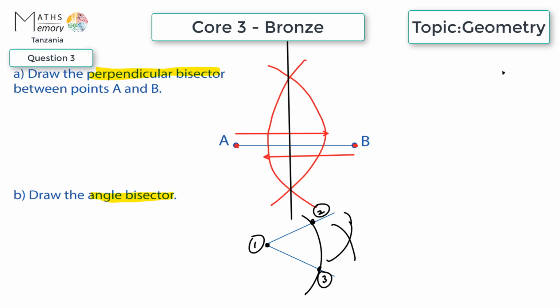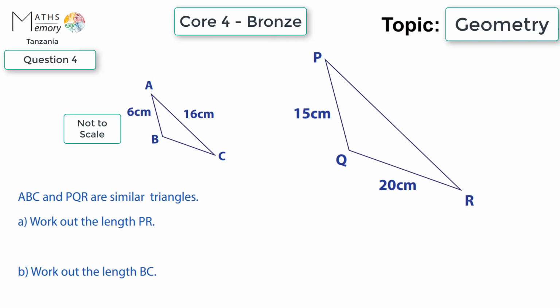Then we get a line and join this bit to this. And that is an angle bisector. Everywhere on this line is exactly the same distance from, let's say, this line over here, 1, 2, and this line here, 1, 3. Press pause. Let's write this question on similar shapes. Let's answer A and B. Press play when you're ready.